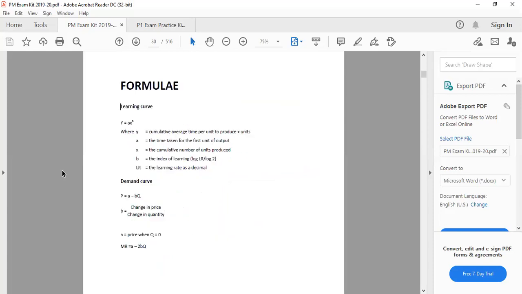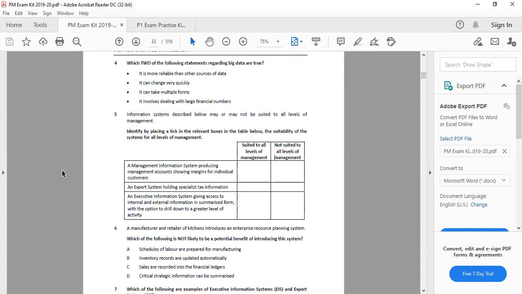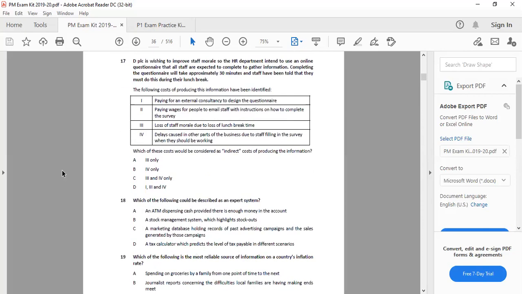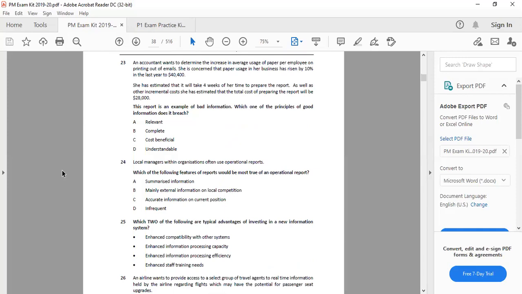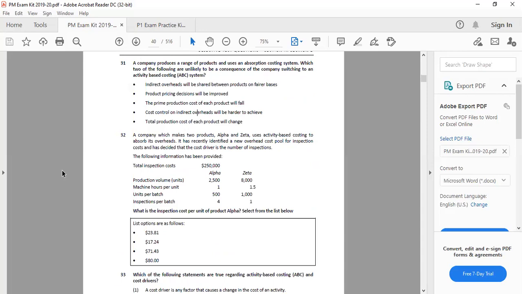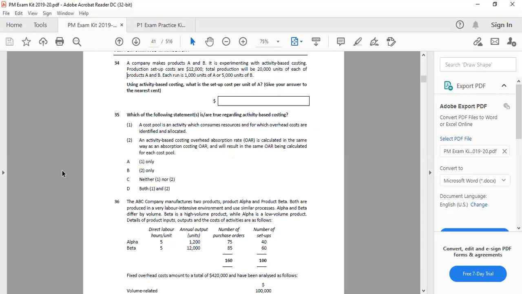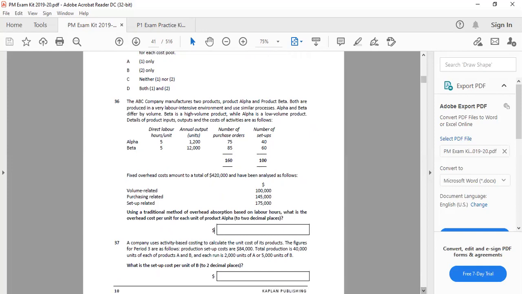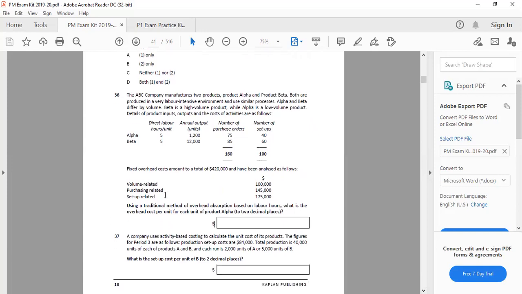So the examination kit has questions, simple questions are also there. But we will select one question wherein we can take up the comparison between the traditional costing and the activity based costing. One set of data, let's take it and then apply it. Here we see on the screen question number 36. Question number 36 talks about traditional costing.